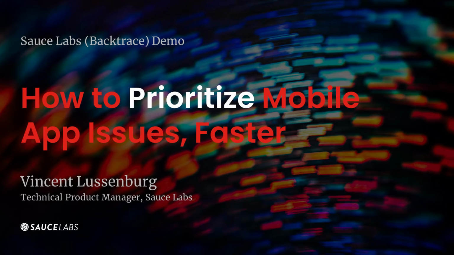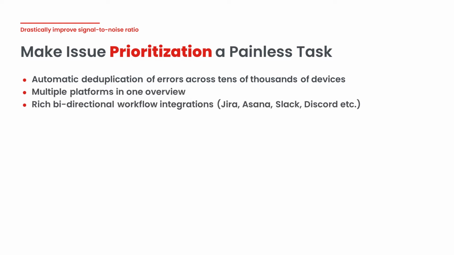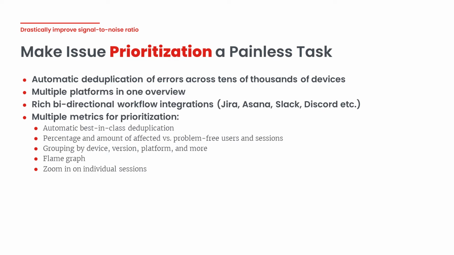In this short video, we'll see how to prioritize errors and crashes in your mobile app. You get automatic deduplication of errors across tens of thousands of different devices. We'll see that you get multiple platforms in one overview. We'll explore the rich bidirectional workflow integrations with Jira, Asana, Slack, Discord, etc. We'll look at multiple metrics that will aid your prioritization.